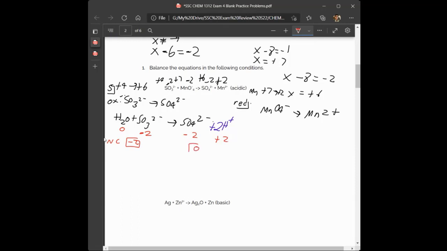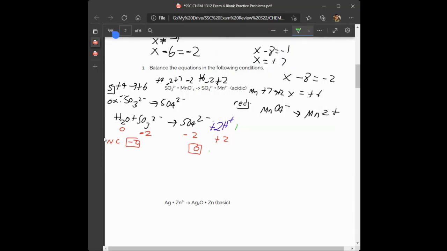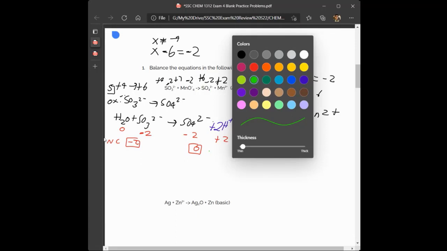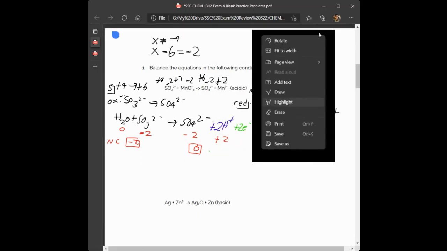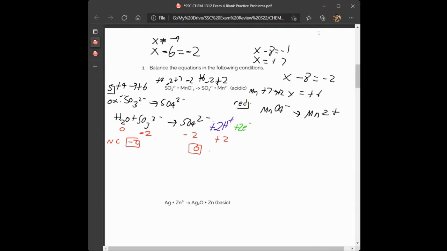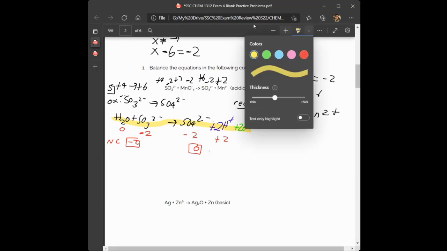Overall, the right side is going to be 0. So we need to make them equal. Since you want the right side to gain a -2 charge, all you have to do is add 2 electrons here. Okay, and we are done. I'm going to highlight this because this is our end product that we will be using later on. Okay, now we have to repeat this step for the right side.